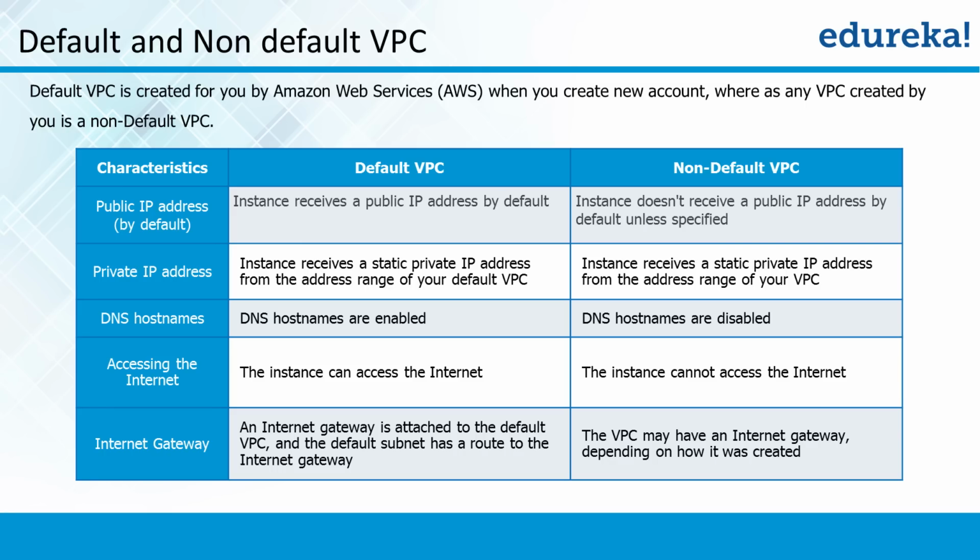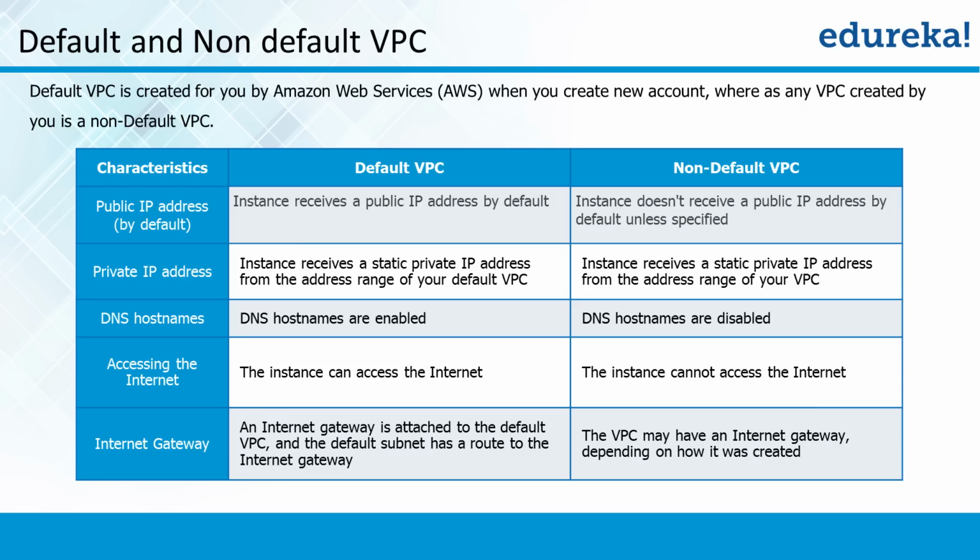All right. So there are some differences between the default and the non-default VPC. For example, in the default VPC, you receive a public IP address by default, whereas in the non-default VPC, you don't. And you can see right away, there's a security issue. If you set up an EC2 instance in a default VPC, it has a public IP address which anybody can connect to.